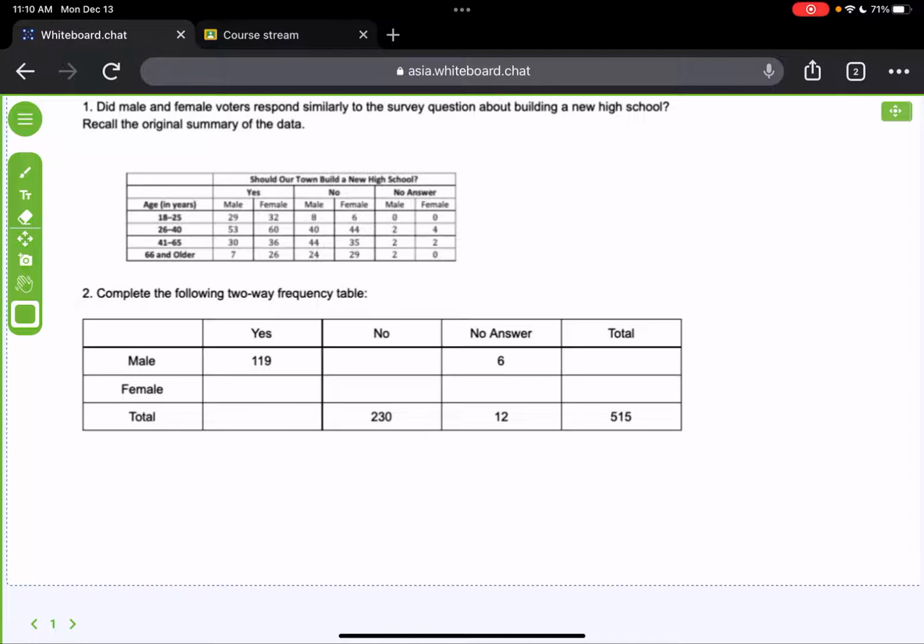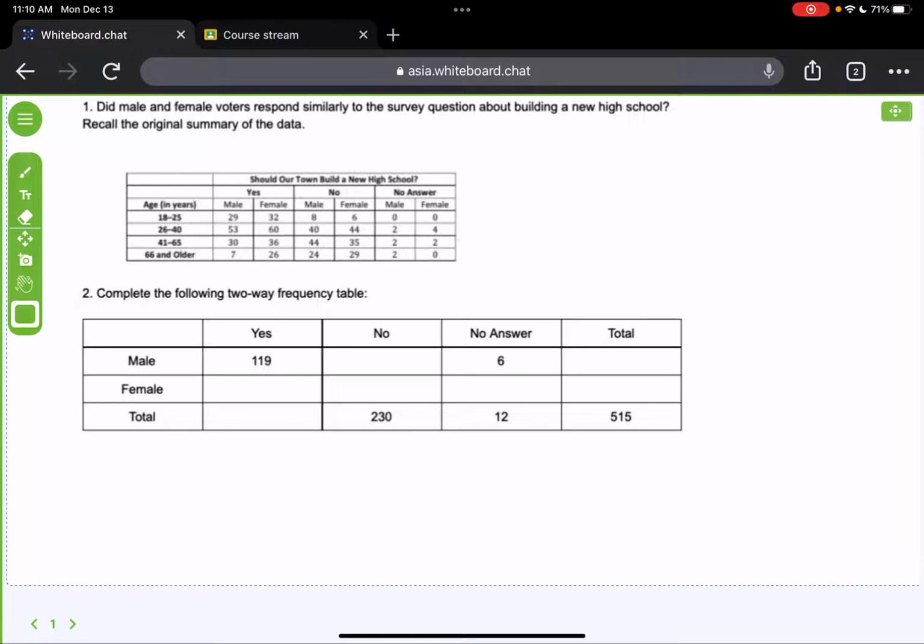Did they answer similarly? Just males and females. If you look at this, you would add up all the male and all the female answers. Well, let's just do that in number 2, which says complete the following two-way frequency table, and that way we can answer number 1 more clearly, because we'll have a total of our males and females.